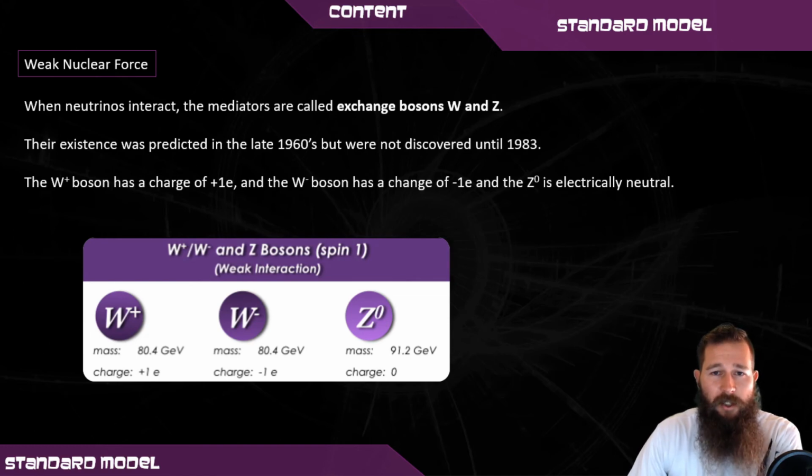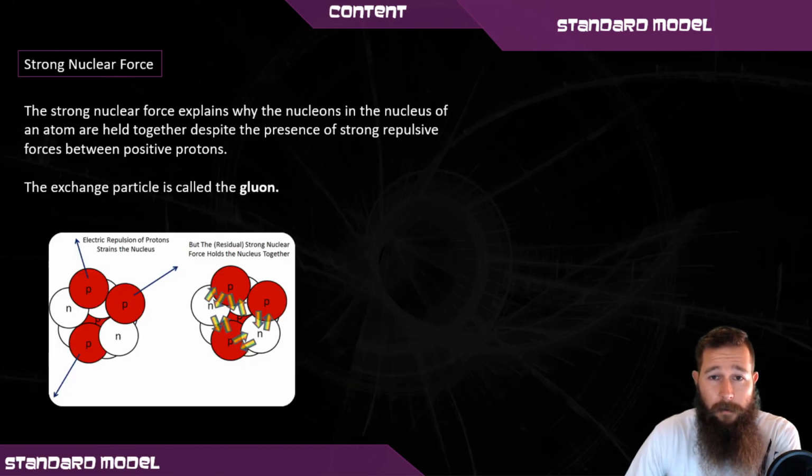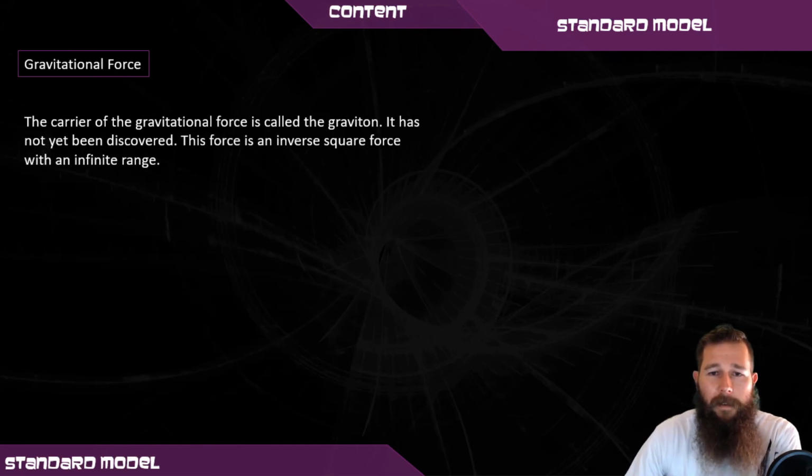A similar thing occurs when we're looking at the weak nuclear force. This time, the exchange particles are the W and Z bosons, and with these we have 2 W type, a positive and a negative, and the Z type has 0 charge. So the strong nuclear force explains why the nucleons in the nucleus of an atom are held together despite that strong electromagnetic force. The exchange particle in this case is called the gluon. Finally, the carrier of the gravitational force is called the graviton. It hasn't been discovered. This force acts over an infinite range, and it has an inverse square relationship with this range.